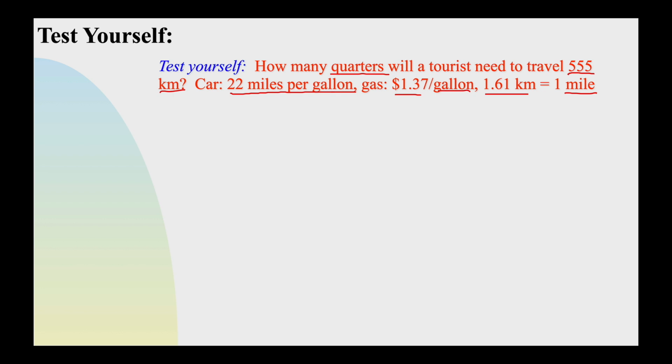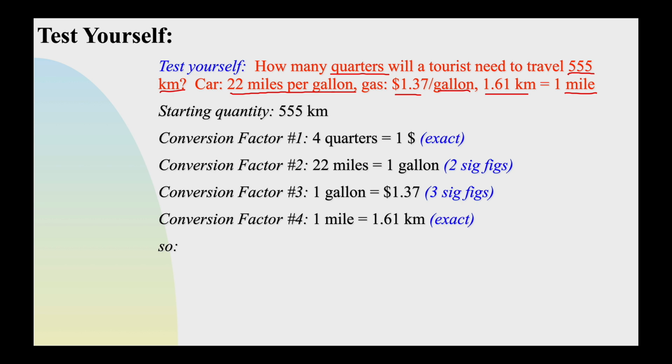So putting all these together, then, we can begin to see how this works out. Our starting quantity, 555 kilometers. 4 quarters per $1, 22 miles per 1 gallon, 1 gallon per $1.37, and 1 mile per 1.61 kilometers.